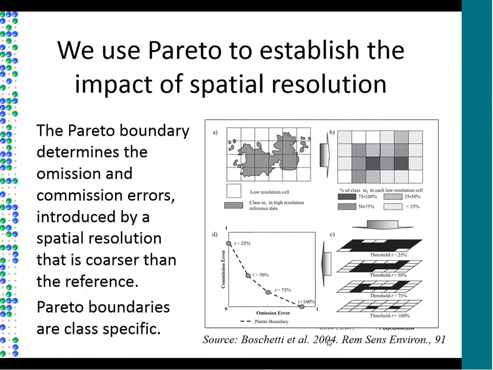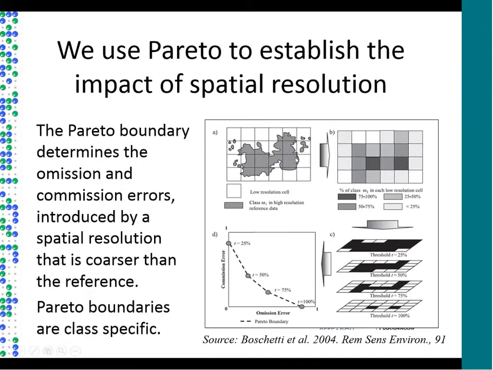So, okay, how does it work? I'm going to go really slowly because it's really important you understand this Pareto boundary for the rest of the presentation. So let's have a look at the figures here. Figure A is a starting point. We start with the reference data. It is converted into a binary map. In this figure, the gray area represents the cover class of interest. Say it's grassland. And the white represents everything else.